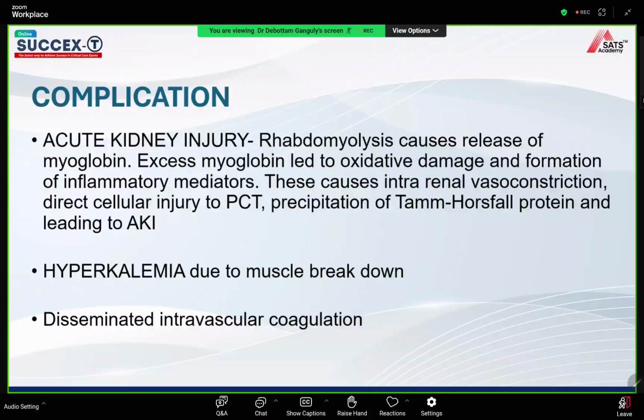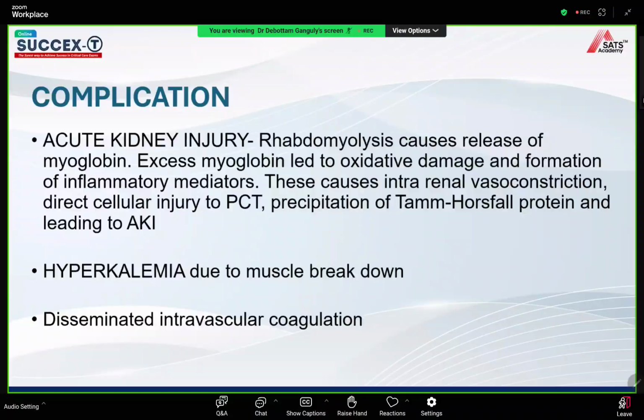So the management portion is important for rhabdomyolysis. Apart from fluid, there is not much we can do for these patients. Urinary alkalization we usually do, but there is not much evidence. Mannitol we can give, but again there is renal failure and high creatinine. The use of mannitol is a little bit tricky.